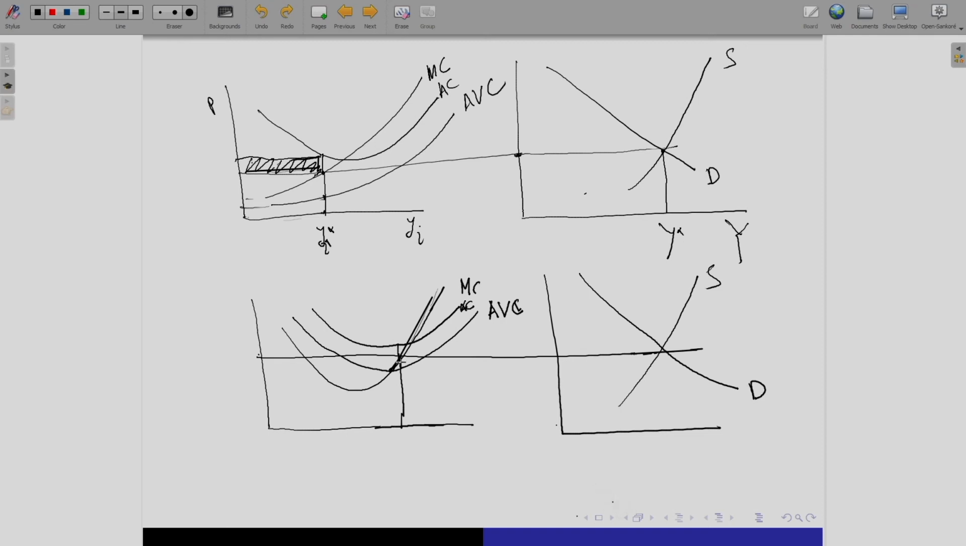And the loss they are making, this is the amount. This loss is again less than the fixed cost. So, firms are going to produce. So, here firms are making losses. Why have we discussed this?